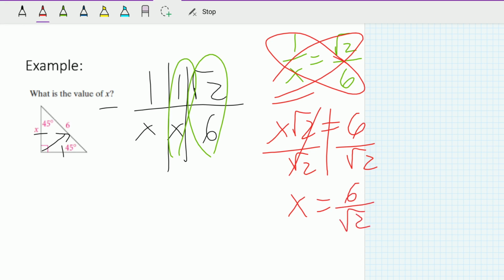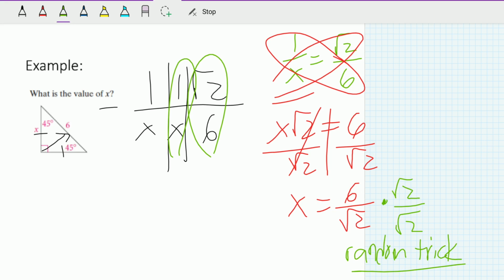For those of you guys that are following along, this is where you need to do that random trick. Yeah, that's what I call it in class. I call it a random trick. I'm not going to lie, there's a lot of these, especially if you guys move on to higher level math. They're just super random, but you're really just trying to understand what's going on, right? You're trying to get this denominator to become just a regular integer.